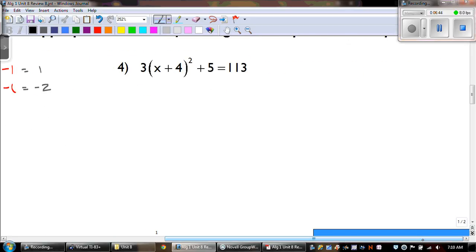All right, number 4. We talked that any time that we see parentheses, we want to solve by STADMAP, the reverse order of operations or inverse operations, okay? So the first thing that we're going to do is we are going to subtract the 5. We get rid of addition or subtraction first, and we have 3 parentheses x plus 4 squared equals 108.